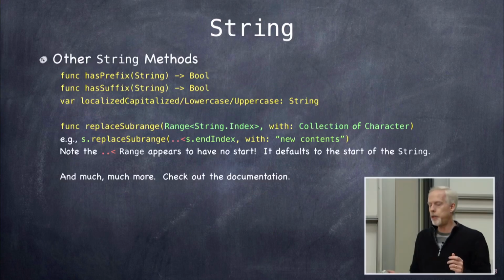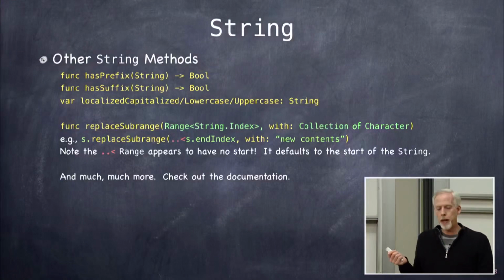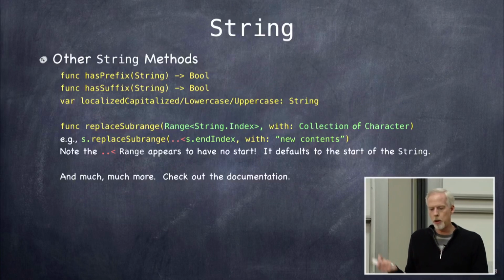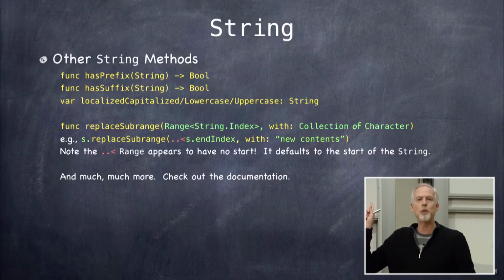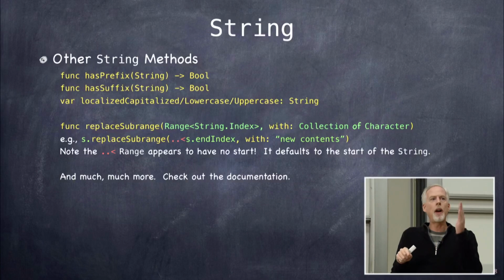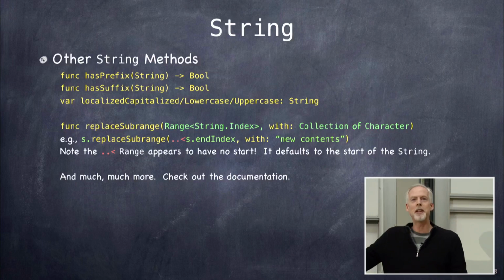I wanted to show you an interesting thing about one of them. So here's replace range, which my pointer doesn't work anymore. But if you look at replace range, you see where it's red right there? That's that less than thing. Look, I forgot to put something on the left. So what does that range go from? Okay, we know it goes to s.endIndex.